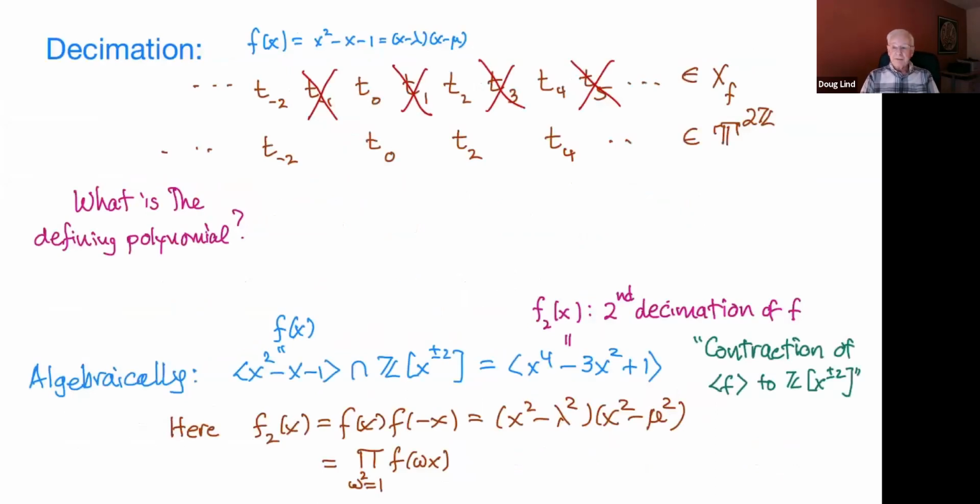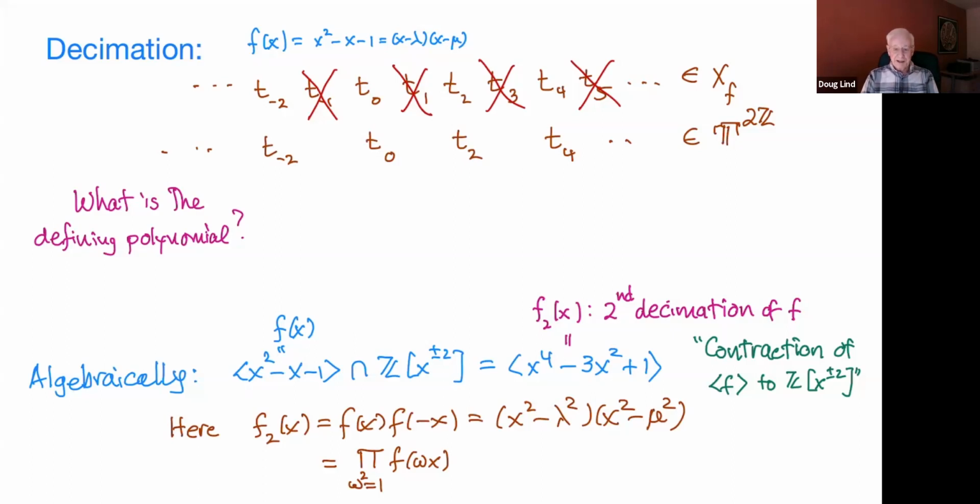Okay, what's decimation? Well, decimation is what happens if you start crossing out coordinates. So let's take our standard example, x squared minus x minus 1, and look at a typical point here and cross out the odd coordinates. So we'll cross out t minus 1, t0, t1, and what we have left is the restriction of this point to the even coordinates. So I'd like to describe what this group is. It's certainly a group under coordinate-wise addition, but what's the defining polynomial? How do you get a relation among these coordinates from the original one?